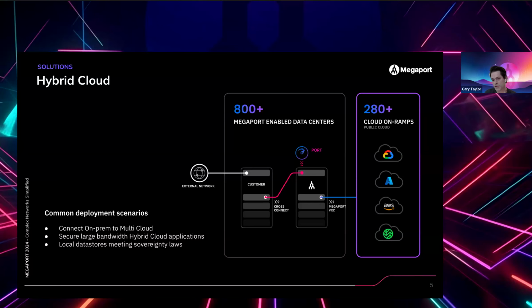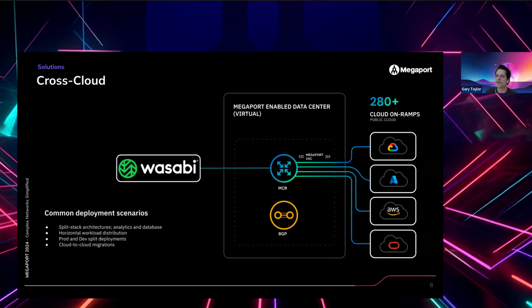You can oversubscribe, so you can actually contain your network. You can run multiple 10 gig VLANs if you wish. And obviously that capacity management is down to you and for you to manage. The other very popular way of connecting is cross-cloud.